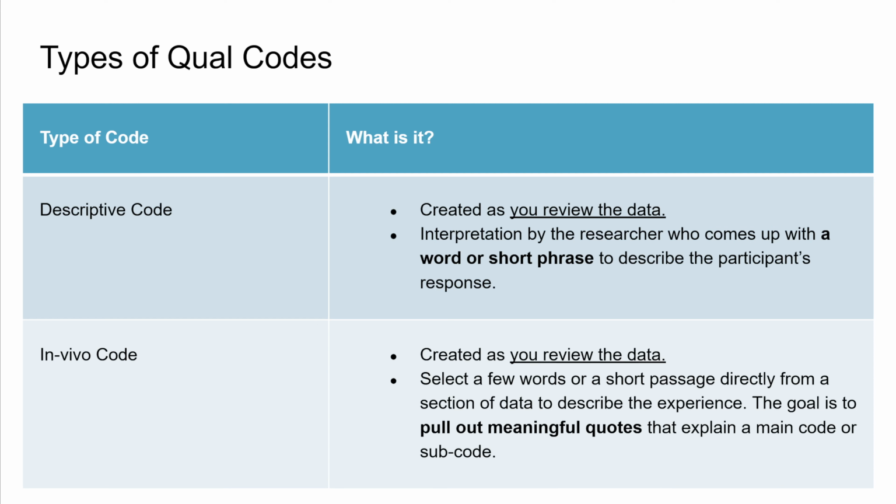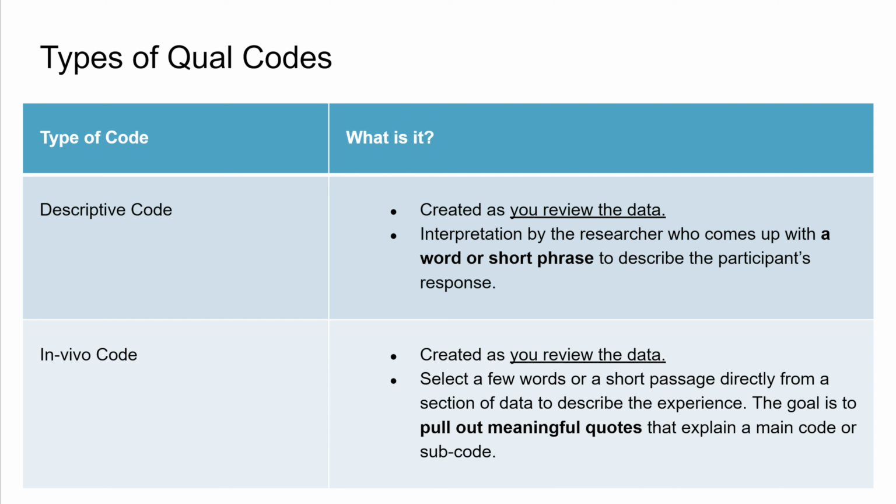They're really like the foundation. So the first one is a descriptive code. This is created as you review your data. So you're reviewing the data and you're assigning these codes to the data as you review it. The data being your interview responses from your participants.